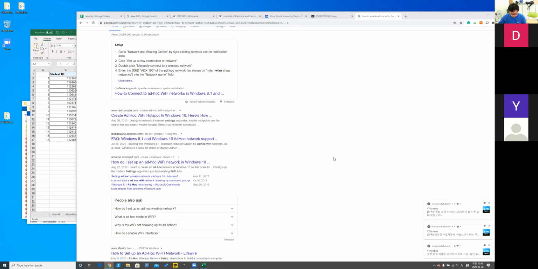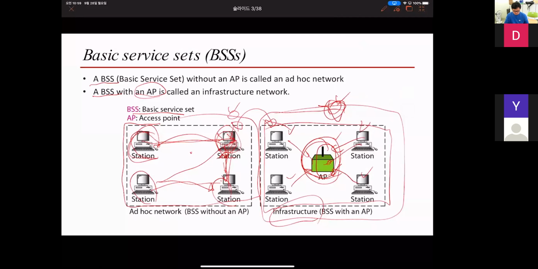So if there are no Wi-Fi signals that we can use, but we need to communicate between two nodes, two computers, then we can use ad hoc. Is that what? Yes. Okay. Gotcha. Thank you.